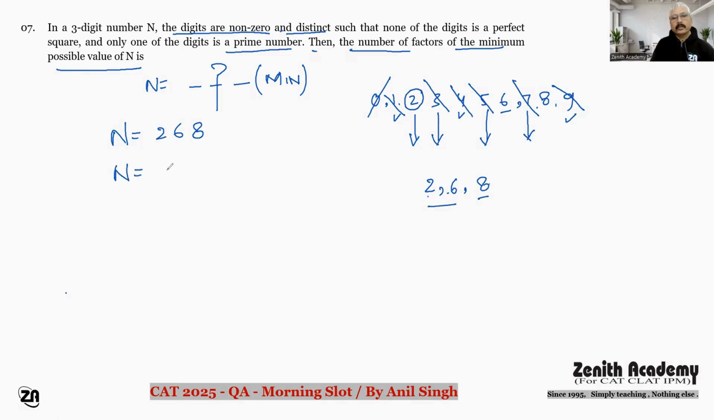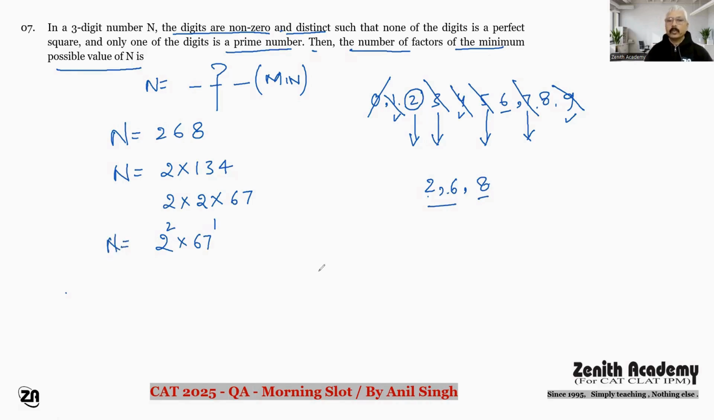So factorize it. It is 2 into 134, and then 2 into 2 into 67. Like 2 into 2 into 2 into 67. So finally it is 2 to the power 3 into 67 to the power 1, because 67 is a prime number.